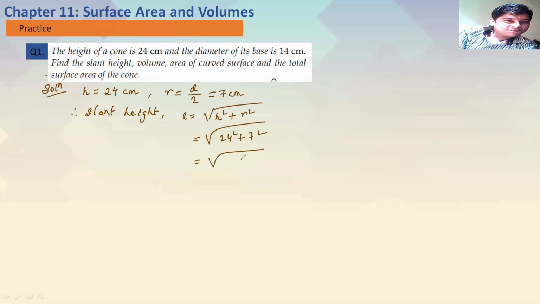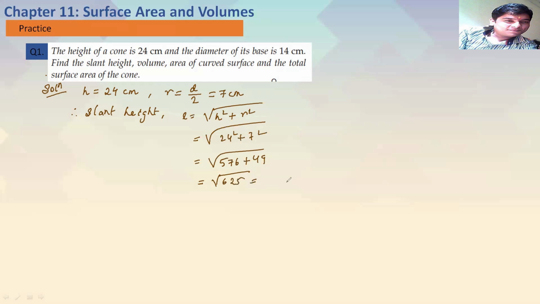The square and square would get cancelled. Whoa, it's not like that. There's a plus in between. If it was multiplication, we would have them cancelled. But it's a plus in between, okay? So 576 plus 49. What is it going to be? Sir, 576, 624, 625.